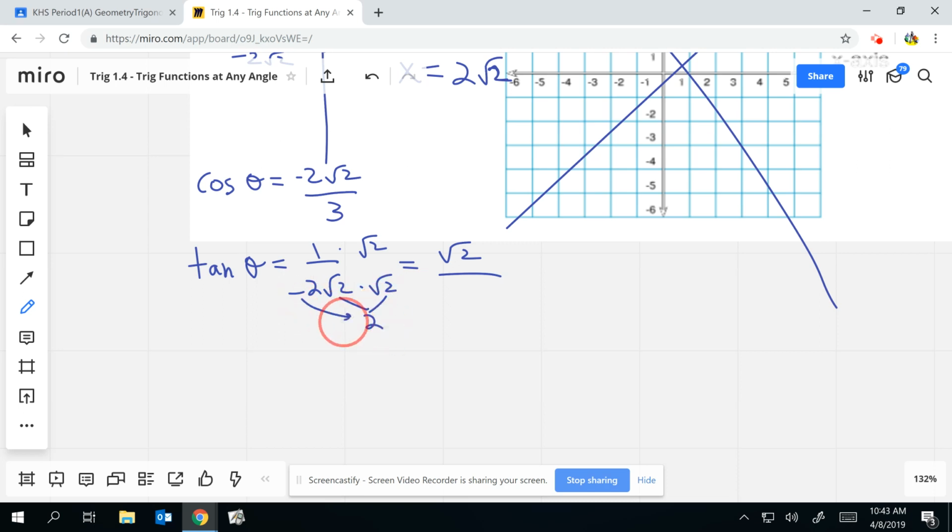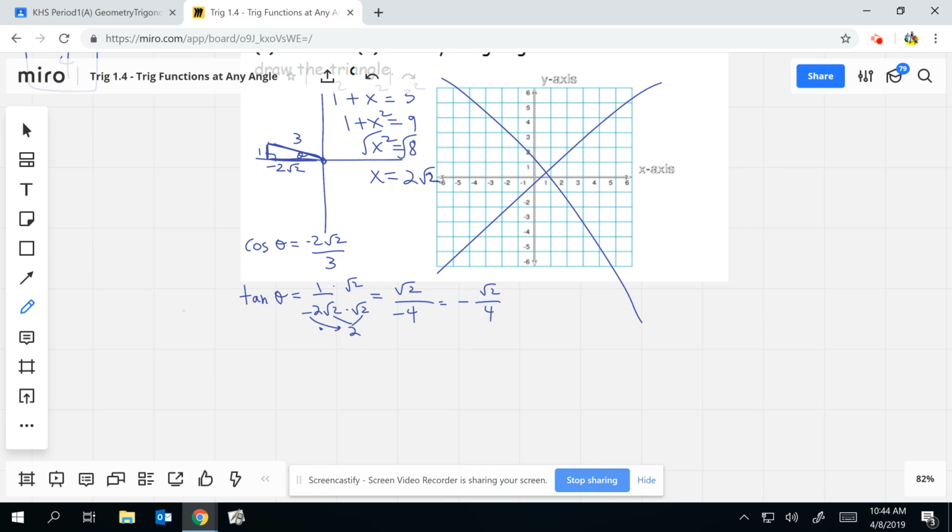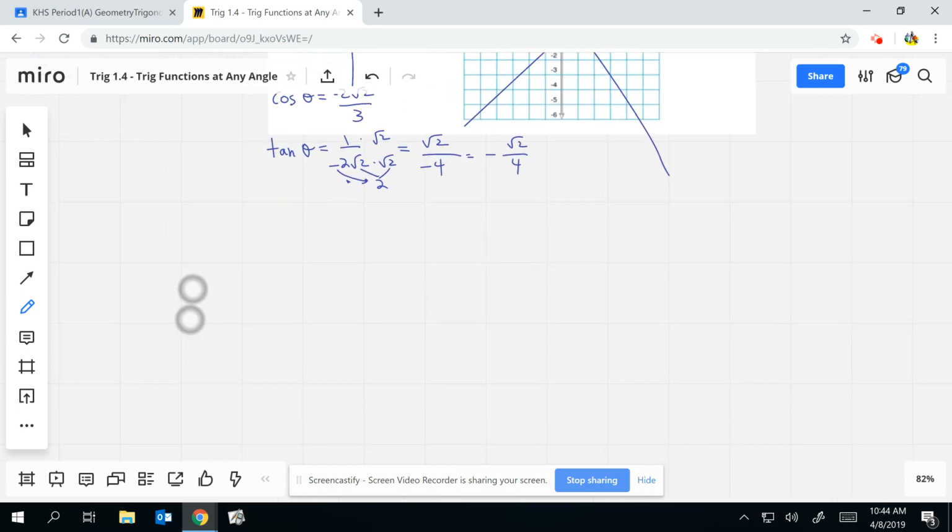So you've got negative 2 times positive 2, which is a negative 4 on the bottom. You could leave it with a radical 2 over negative 4, or you could just put the negative sign in front and then put radical 2 over 4. Whichever way you prefer to write your fraction is fine. They're both right. So that was your tangent. So you found the triangle, you located the third side, you put it in the right quadrant, you got the right opposite, the right hypotenuse, found the adjacent side, made sure it was negative because it's in quadrant 2, and then found your other trig functions.